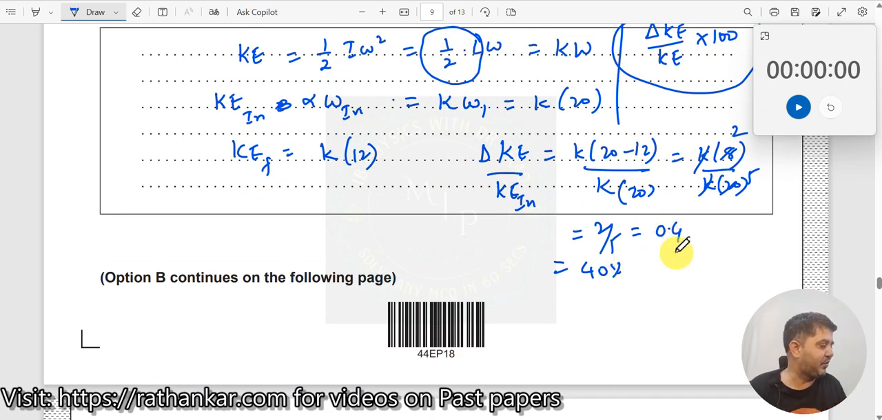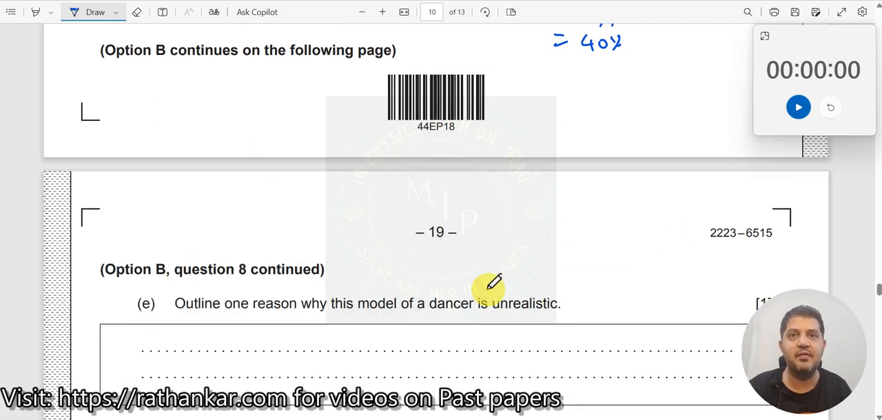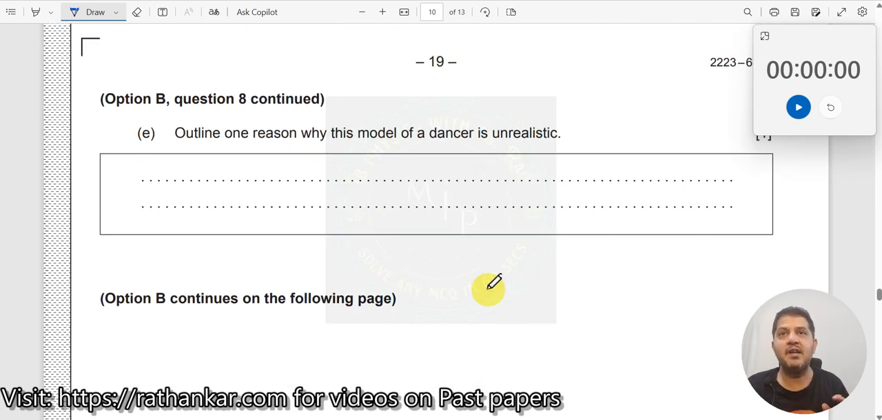So I hope you have understood the question and how to solve it. There is one more question over here, I think. Yes, outline one reason why this particular model of a dancer is unrealistic. What is the reason? It is because when a dancer is moving, she can stretch her hands like this, and she can bring them nearby over here.